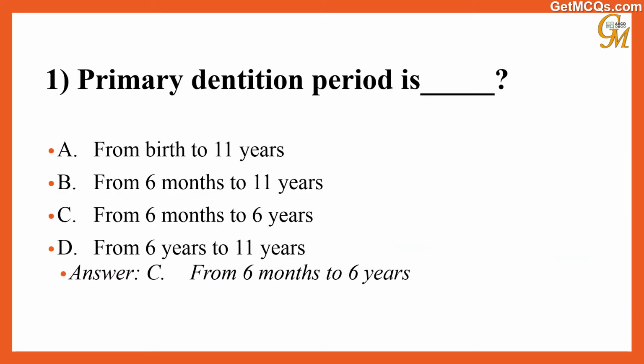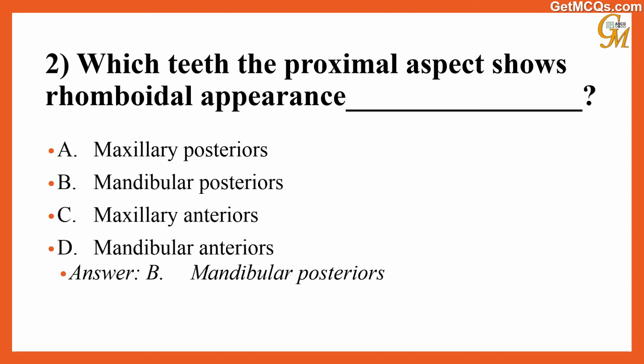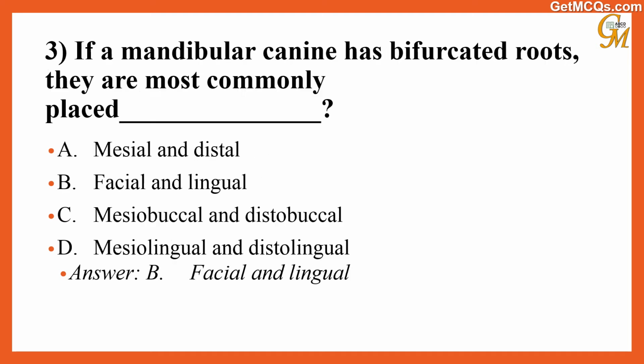1. Primary dentition period is? Answer: C. From 6 months to 6 years. 2. Which teeth the proximal aspect shows rhomboidal appearance? Answer: B. Mandibular posteriors.